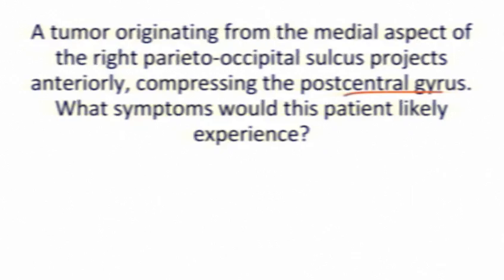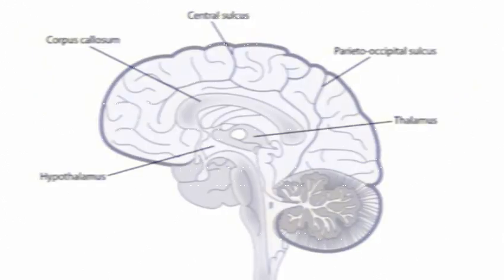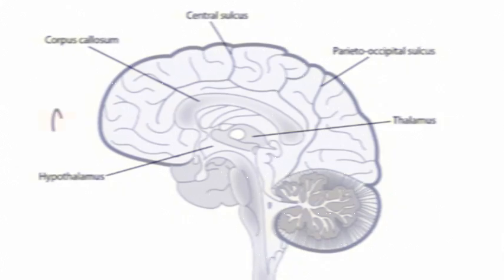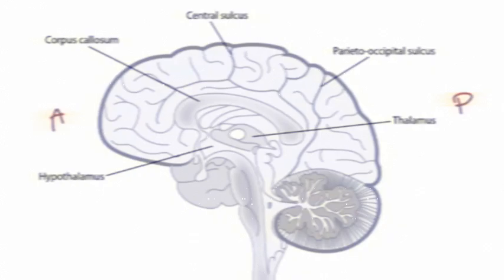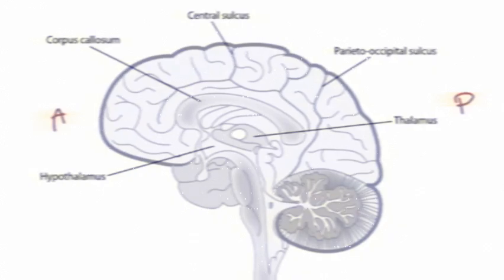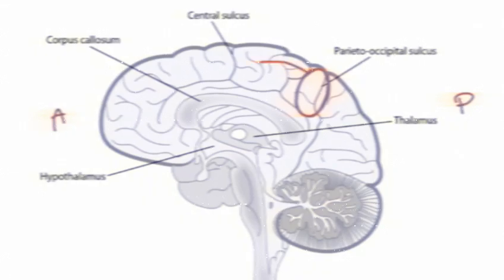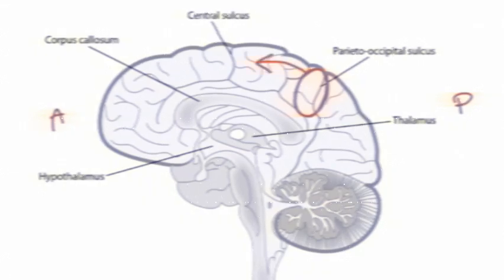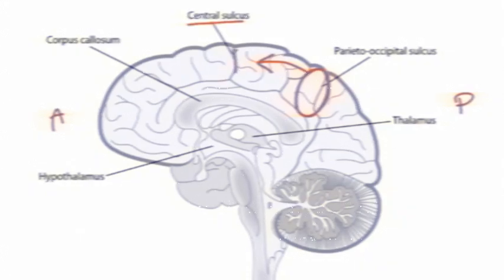Okay, for this question, let's pull up figure 8.3 so we can clearly see what the question is referring to. This is figure 8.3, which shows a mid-sagittal view of the brain. And again, this is anterior and this is posterior. From the question, we know that the tumor originates right here near the parieto-occipital sulcus. And we also know that it's projecting anteriorly, like this. As we can see, the central sulcus is right here, which means the post-central gyrus would be about right here.